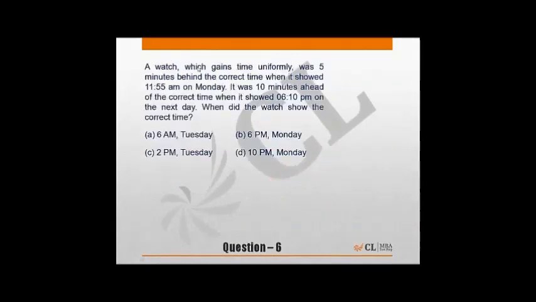Question 6. A watch which gains time uniformly was 5 minutes behind the correct time when it showed 11:55 am on Monday, and 10 minutes ahead of the correct time when it showed 6:10 pm on the next day. When did the watch show the correct time? Round 1 question, simple question of clocks. So when it was showing 11:55 am on Monday, it was behind by 5 minutes.